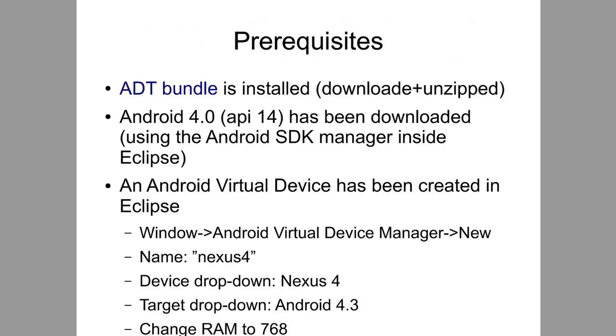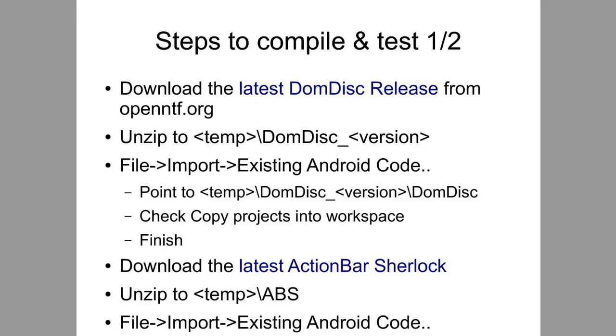I think I'll just very quickly show you how to compile this project. There are some prerequisites. What you want to do is download the source code. You can do that from the OpenNTF website. There's a zip file. You unzip it, and then you import the code into your Eclipse. I'll just do a little bit of behind the scenes before letting you see this, and then I'll share my screen.